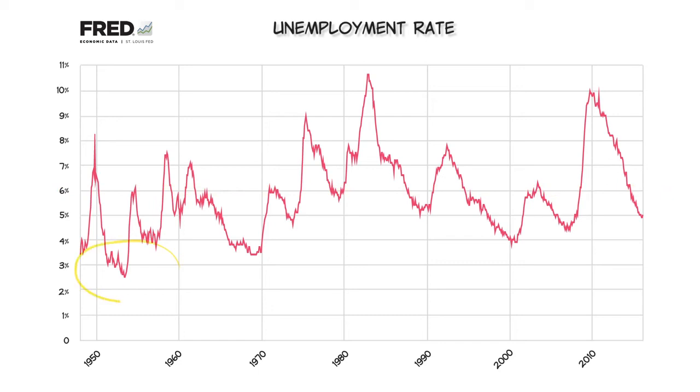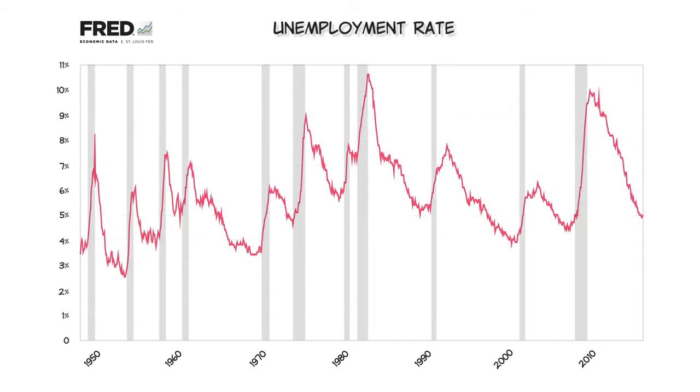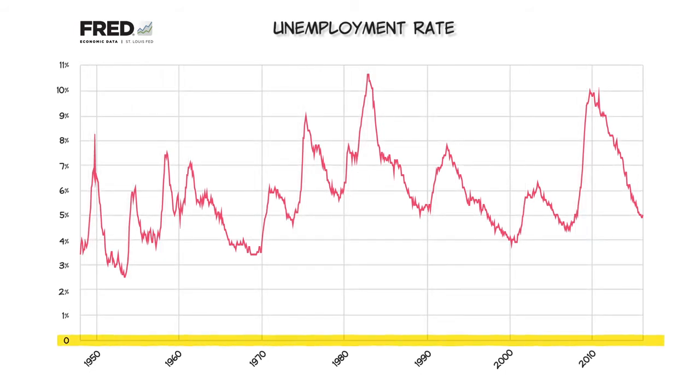But it dipped below 3% once, and it hit highs of 10.8% in December of 1982, and almost as high, 10%, in October of 2009, the Great Recession. Not surprisingly, the unemployment rate increases during recessions, and those are shown by the shaded areas. Perhaps a little bit more surprisingly, the unemployment rate is never zero, not even in a boom.